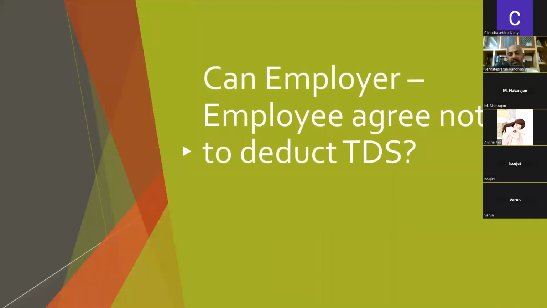So the last question is, can the employer and employee agree to not deduct TDS? Can the employee say, okay, I'll give you an undertaking, or even a writing on bond paper, and I'll take the responsibility, employer, please don't deduct TDS? That's not acceptable. Any agreement cannot override the provisions of the law. So the employer is bound to deduct TDS as per the provisions of the Income Tax Act.